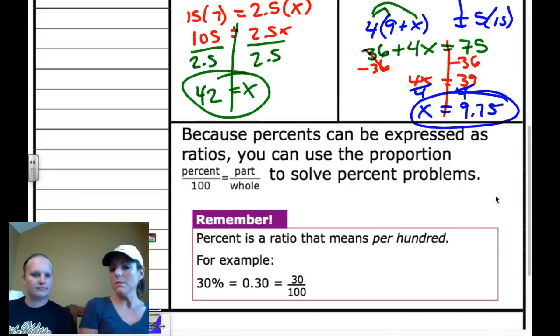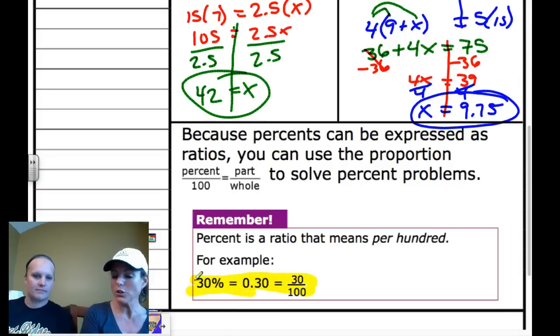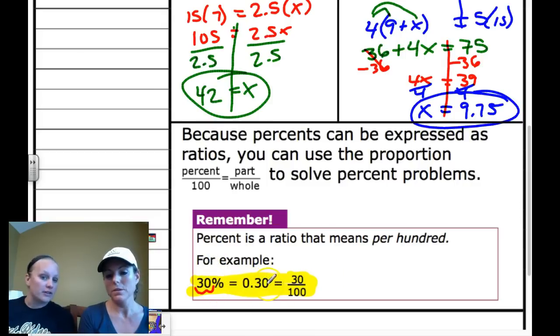because percents can be expressed as ratios, you can use the proportion to solve percent problems. The key to remembering is a percent. When you're given a percent, you're going to write that as a fraction. So 30% is the same as 30 over 100. So to get the 0.3, we move the decimal 2 spots. And then that's in the hundredths spot. So that's why we put 30 over 100.